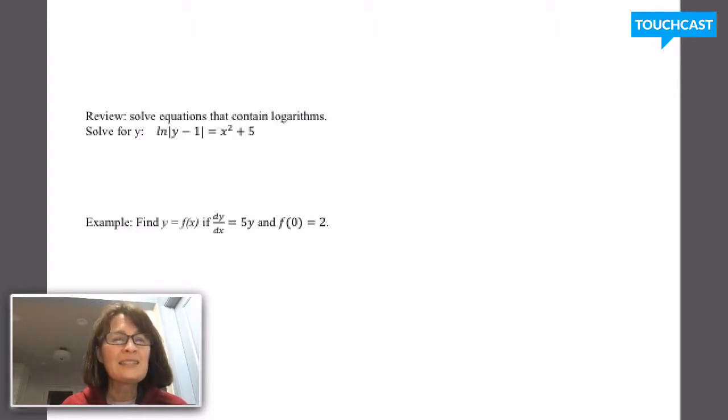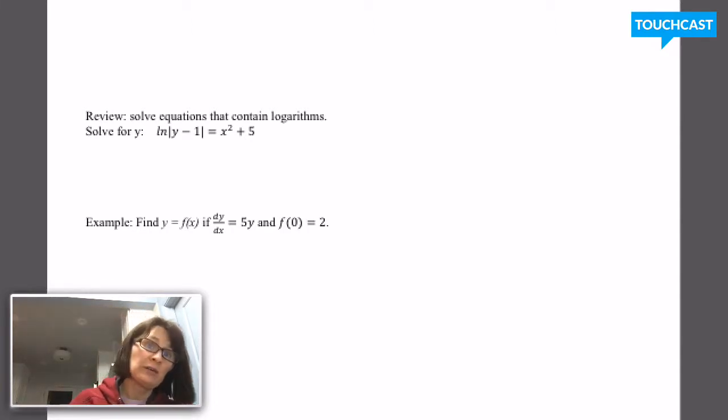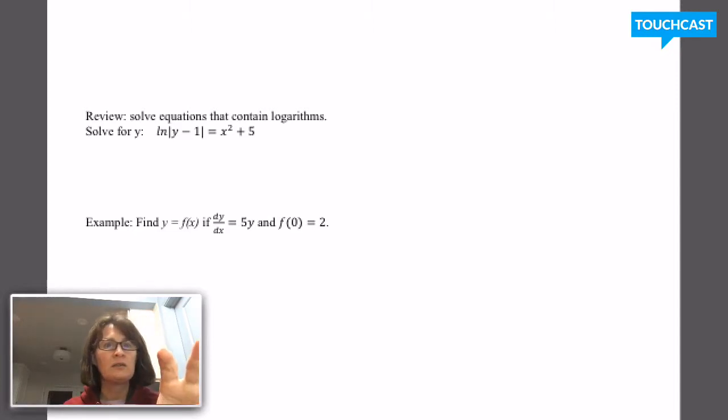I want to isolate the y, and the equation I have is the natural log of the absolute value of y minus 1 is equal to x squared plus 5. So what is it that undoes a logarithm? You can see that the y that I'm trying to isolate is not by itself for a couple reasons. It's having 1 subtracted that's inside absolute value bars, and that absolute value expression is inside a natural log. So we're going to have to undo sort of from the outside in. Our first job is to undo that natural logarithm.